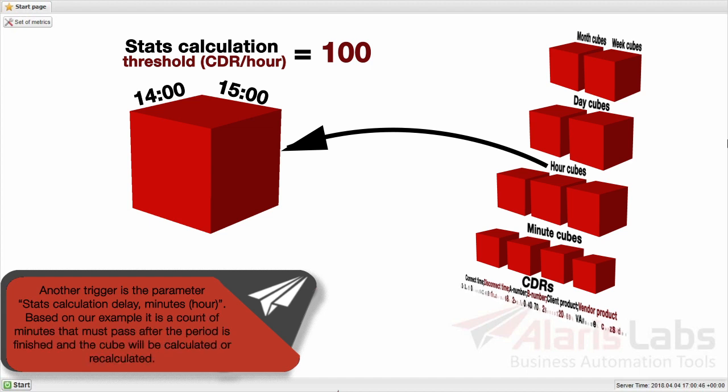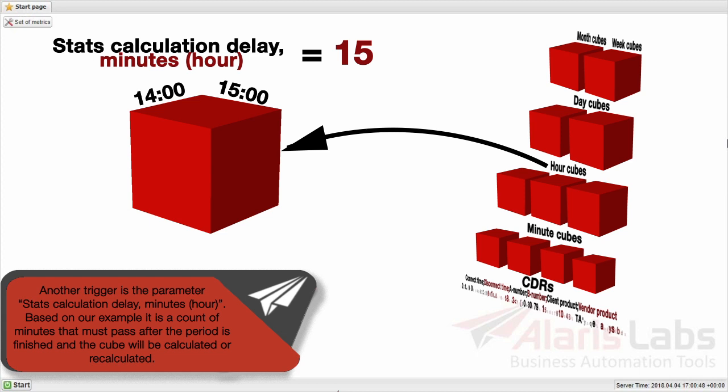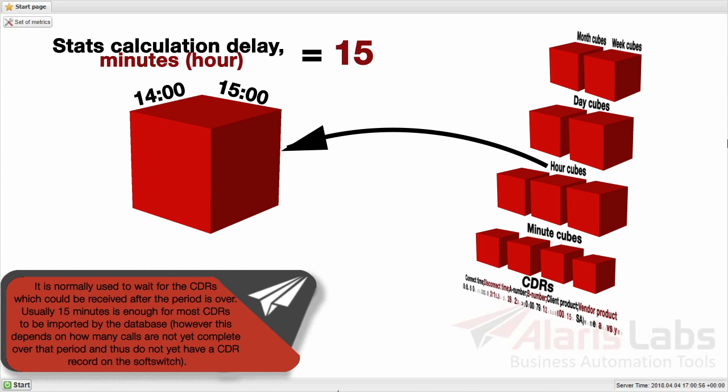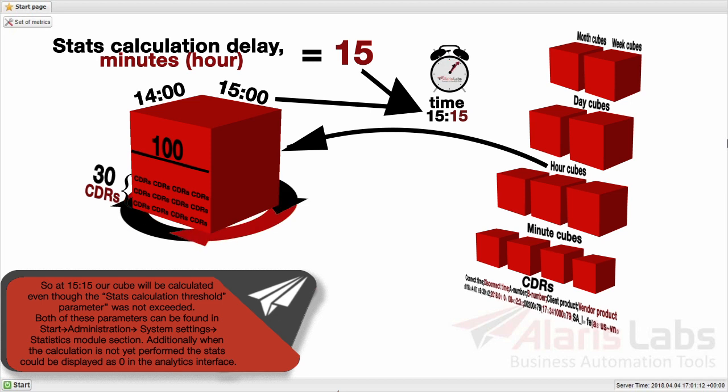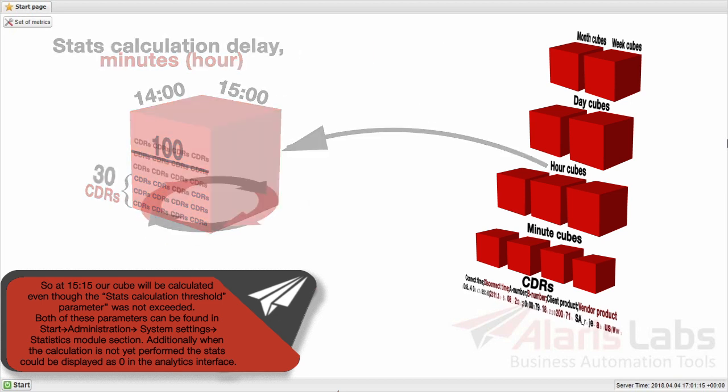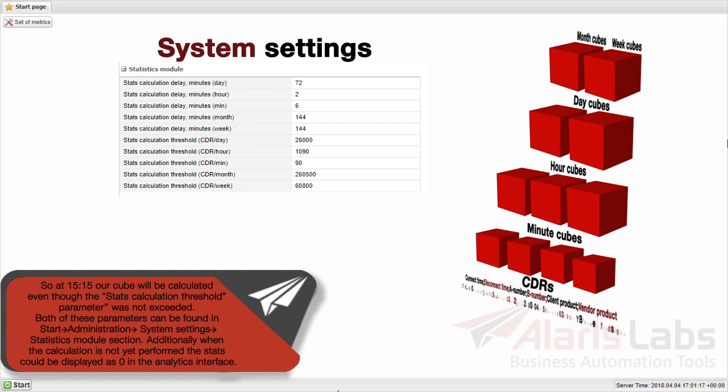Another trigger is the parameter stats calculation delay, minutes, hour. Based on our example, it is a count of minutes that must pass after the period is finished before the cube will be calculated or recalculated. It is normally used to wait for the CDRs which could be received after the period is over. Usually, 15 minutes is enough for most CDRs to be imported by the database. However, this depends on how many calls are not yet complete over that period, and thus do not yet have a CDR record on the softswitch. At 3:15, our cube will be calculated even though the stats calculation threshold parameter was not exceeded. Both of these parameters can be found in Start, Administration, System Settings, Statistics module section. Additionally, when the calculation is not yet performed, the stats could be displayed as 0 in the Analytics interface.